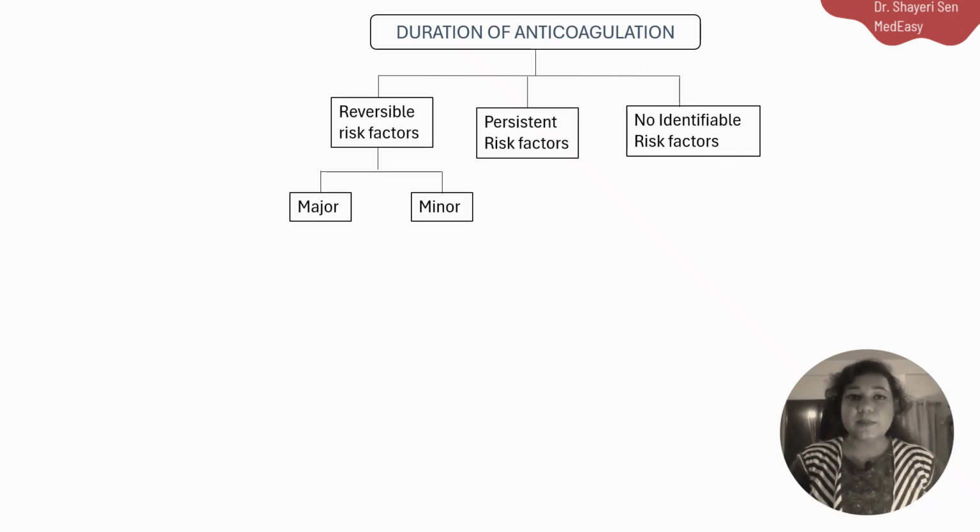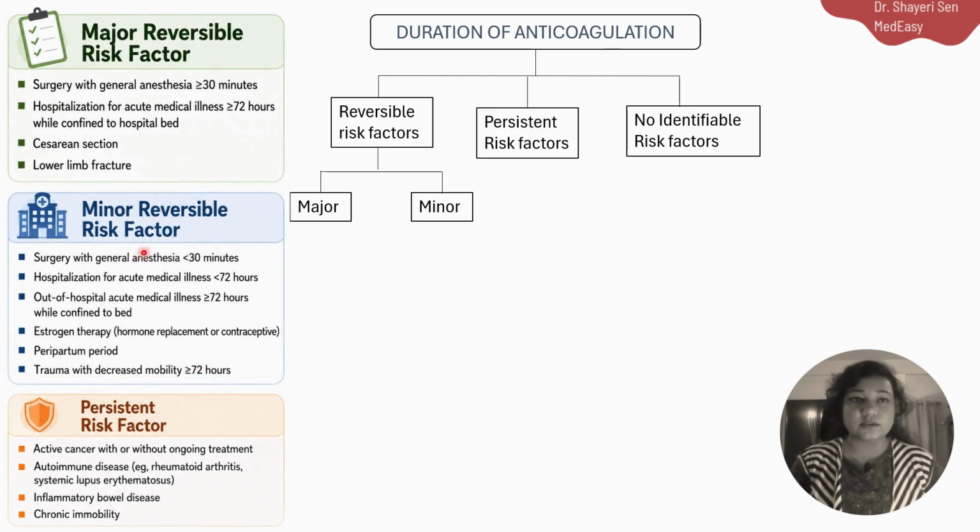Now, this is going to depend on what kind of risk factor for pulmonary embolism that the patient has. So, the patient could have a reversible risk factor, which could be again major reversible risk factor or a minor reversible risk factor, or the patient could have persistent risk factors. Or there could be a scenario where there are no identifiable risk factors for pulmonary embolism. Now, what kind of risk factors are we talking about? These.